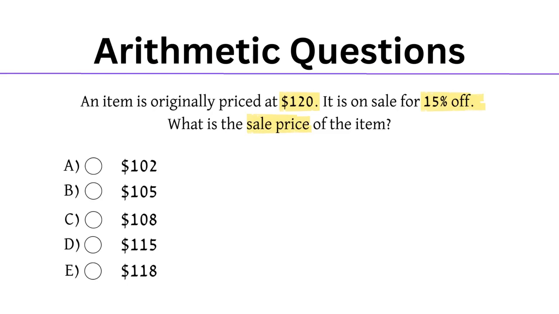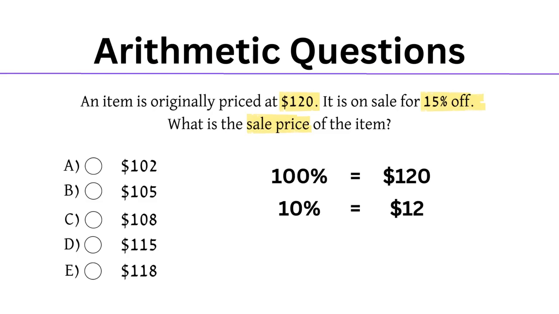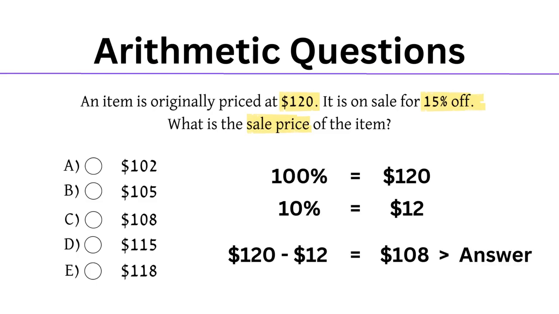Whilst 15% isn't easy to determine, 10% is. So if 100% equals $120, then 10% removing 1 zero equals $12, removing 1 zero. Now $120 minus $12 equals $108. So we know our answer is less than $108, already removing options C, D, and E. So we now have a 50-50 chance of guessing and being right.